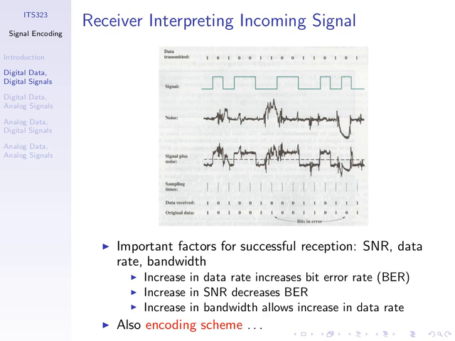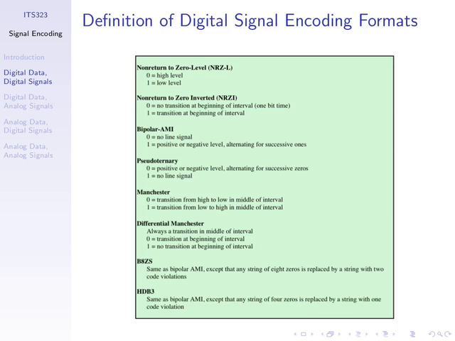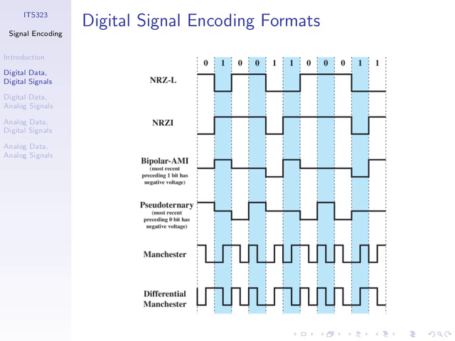Another factor is how we encode the data. Do we use this scheme? Do we use this scheme? Or perhaps a more complex scheme, the encoding scheme used? Let's look at some example encoding schemes. Some of the common ones are described in this table, but they're illustrated by an example in this diagram. At the top is the digital data we want to send. These are names of different encoding schemes, and this is the digital signal generated using each encoding scheme.